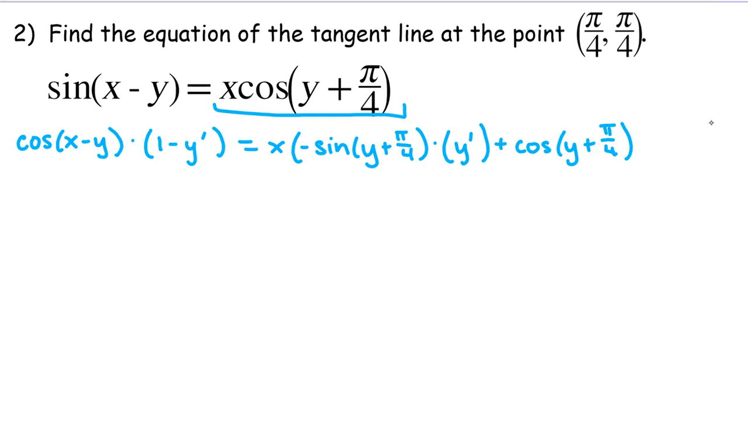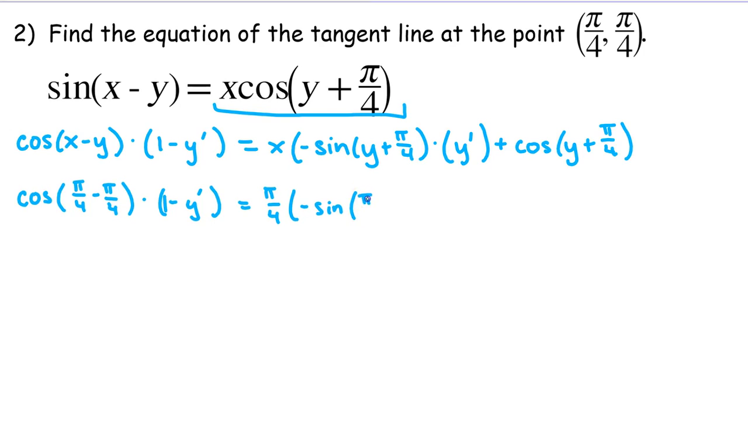Okay, so now let's put our numbers pi over 4 in for x and y and simplify. So cosine of pi over 4 minus pi over 4 times 1 minus y prime equals pi over 4 times the opposite of the sine of pi over 4 plus pi over 4 times y prime plus the cosine of pi over 4 plus pi over 4.